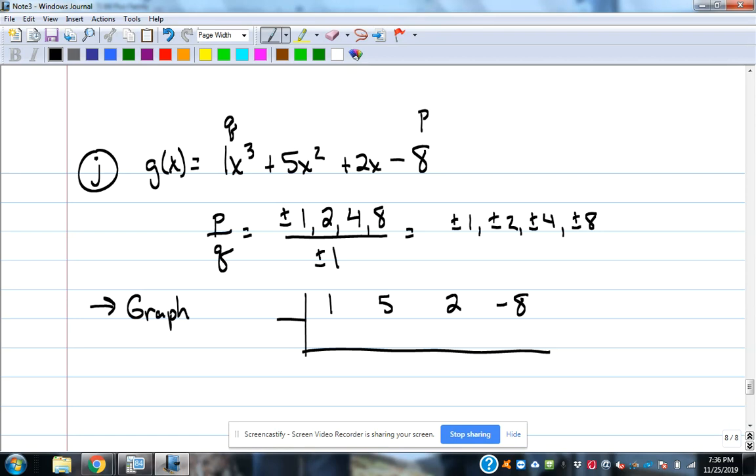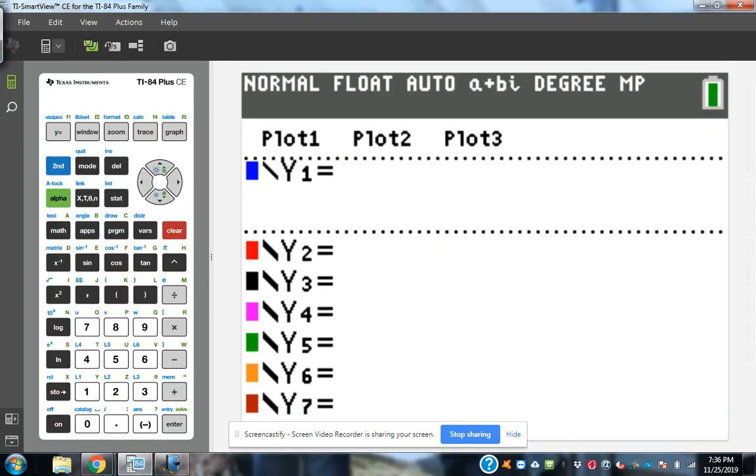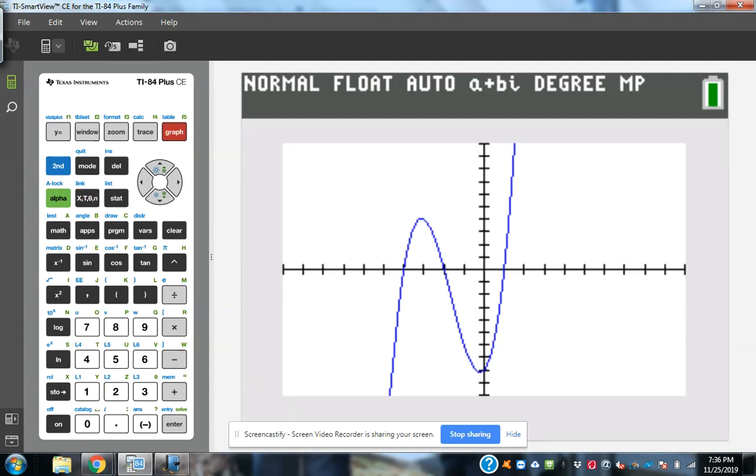Okay, so x cubed plus 5x squared plus 2x minus 8. So I'm gonna graph that thing. X to the third plus 5x squared plus 2x minus 8. Hit graph. We're looking for a good place where it crosses the x-axis. This one looks like it crosses in 3 pretty nice places. So we're going to do synthetic division with whichever one we like the best. Which one do we like the best?